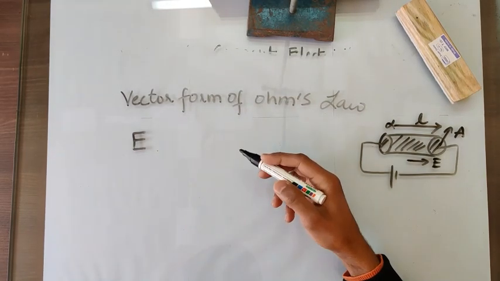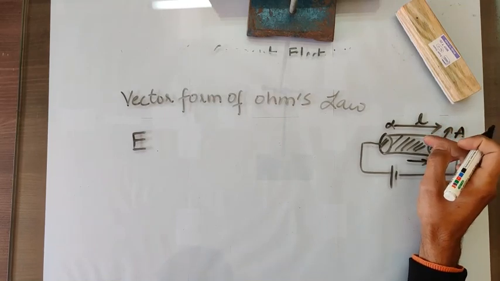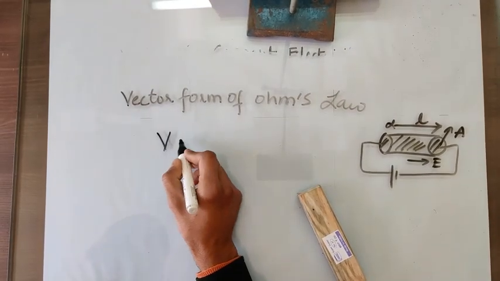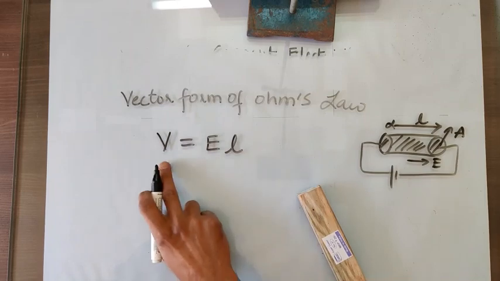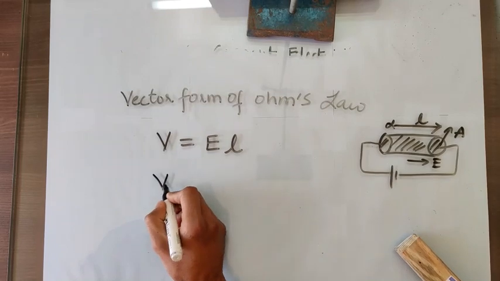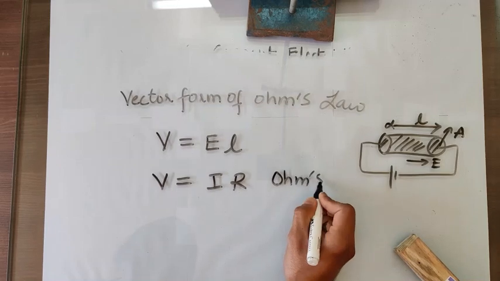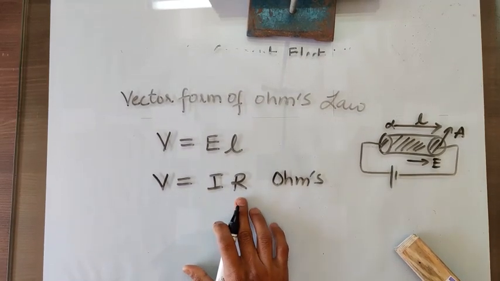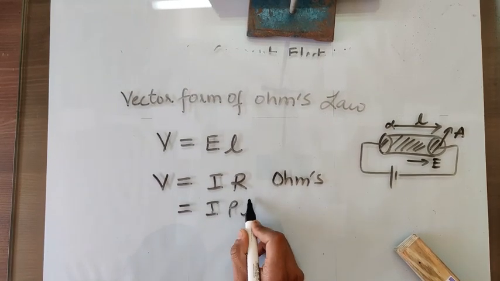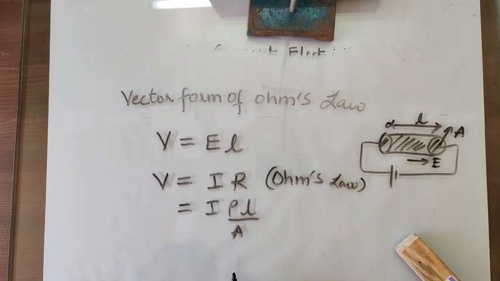So if E is the magnitude of the electric field in a conductor of length L, then the potential across this conductor is V equal to EL. This is a simple relation between potential and electric field. And we also know V is equal to I into R according to Ohm's law. Ohm's law के according V equal to IR होता है. And R can be replaced by rho L upon A.